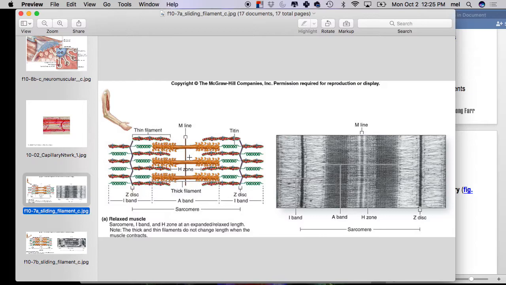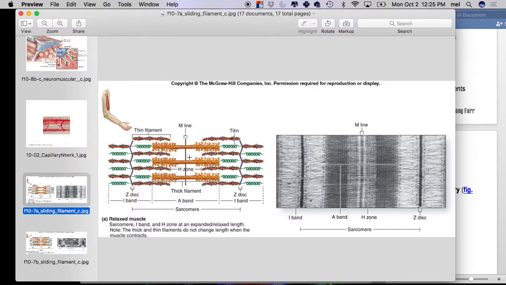So you see it in there. Now, it's got little projections sticking off of it that are going to be important. So I'm going to go ahead and draw them in now. And those little projections are called myosin heads. Okay, so we got the myosin.